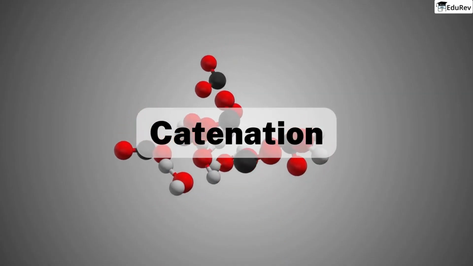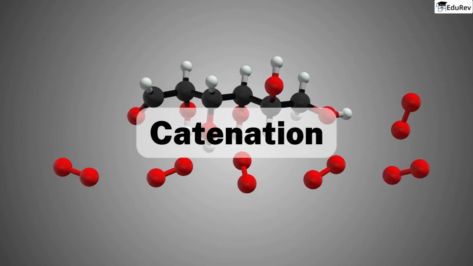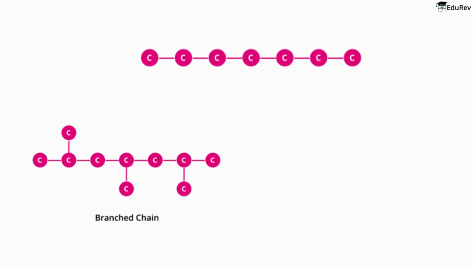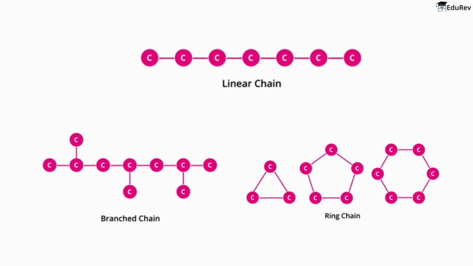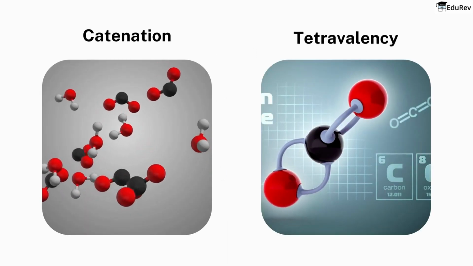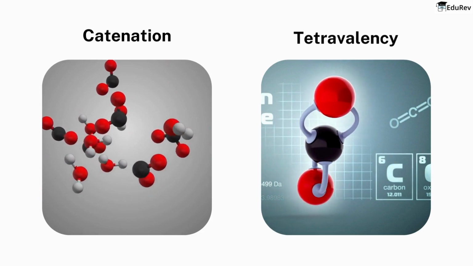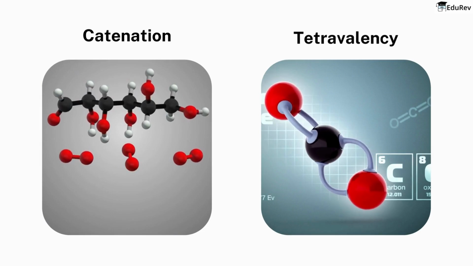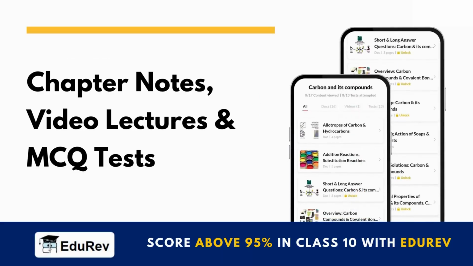The next property is catenation. The carbon can combine with other carbons to form long chains which can be either straight, branched, or in the form of rings. This property of carbon to form bonds with other atoms of carbon, giving rise to long carbon chains, is called catenation. Similar properties are shown by silicon, but its extent is less as compared to carbon. These are the two properties responsible for a large number of carbon compounds, and that's why carbon compounds is an entire chapter in itself. We hope that you have understood the topic.